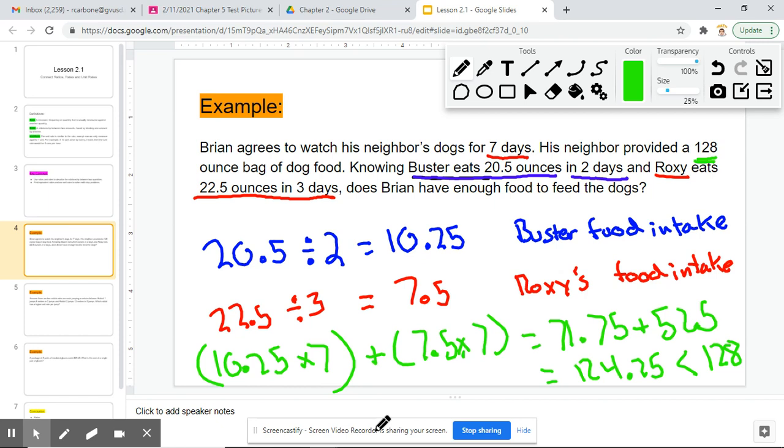All right, so let's break down what we did there. We started off by finding our unit rate of what Buster ate. That's what we got right here. We got it by doing 20.5 divided by 2. And then we found our unit rate of what Roxy ate, and we got it by doing 22.5 divided by 3, because that's the amount of times they ate that.